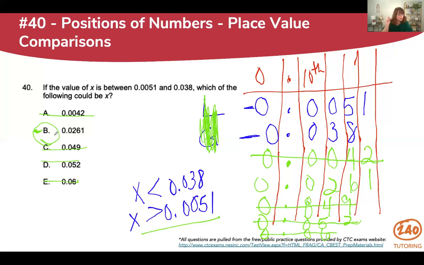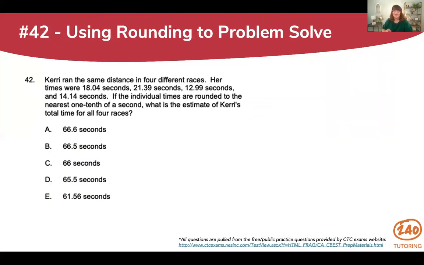So this is all about lining up the decimals. All about lining up the decimals. As soon as you get those in a place value chart, it becomes real easy to see which number would fall between these two numbers. Okay, this one's an easy one to make a silly mistake on, but it doesn't require great math skill or knowledge. All right, last one.